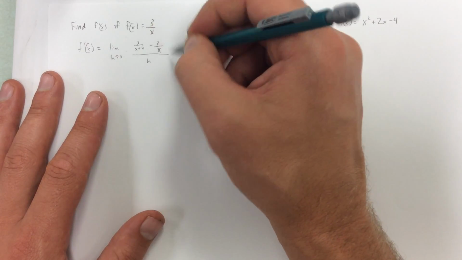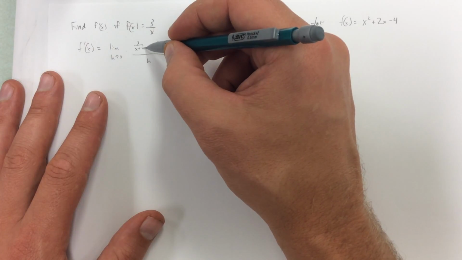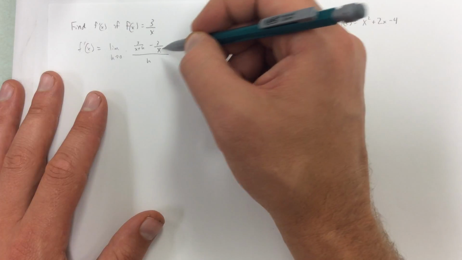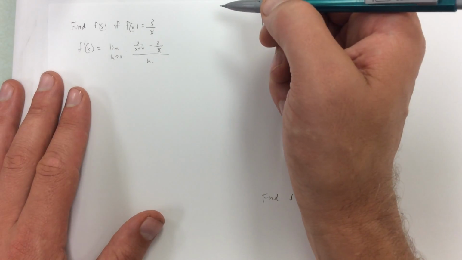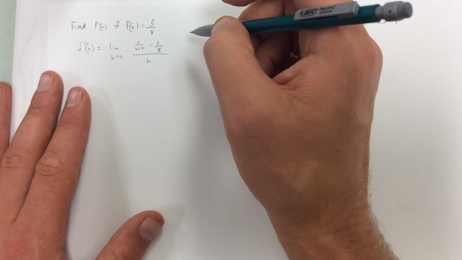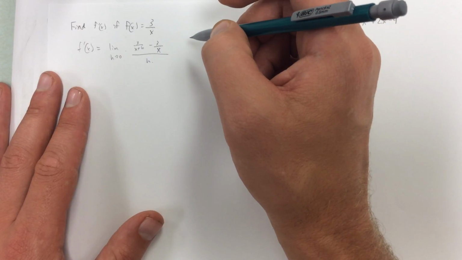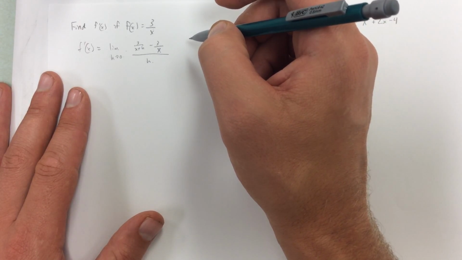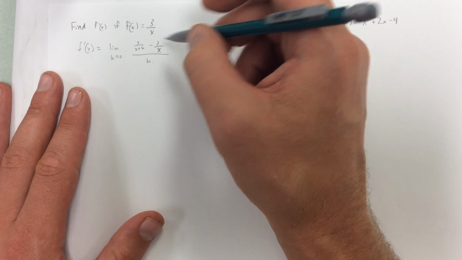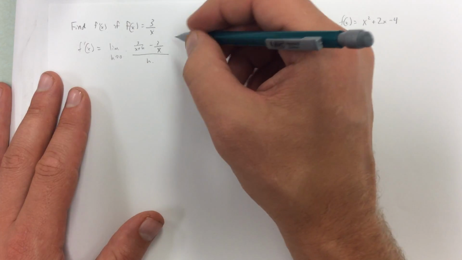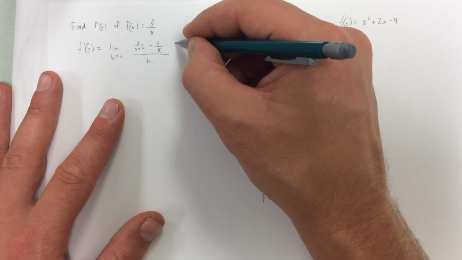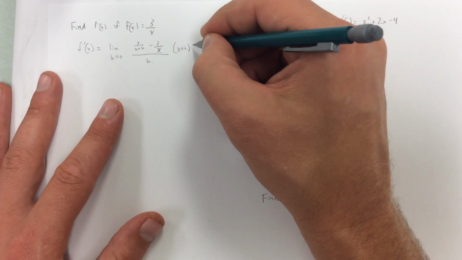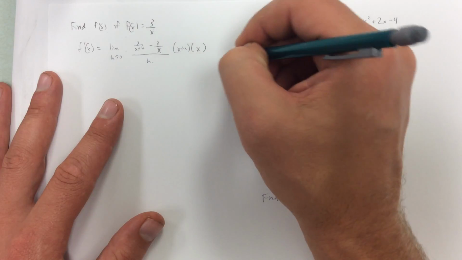So, how do we simplify this? I can't plug in 0 here because that'll give me 3 over x minus 3 over x, give me 0 over 0, indeterminate form. So we got to do something. What are we going to do? I'm going to clear out the denominators here. I'm going to multiply the top and the bottom by x plus h and x.